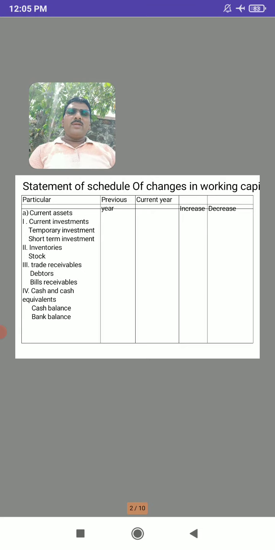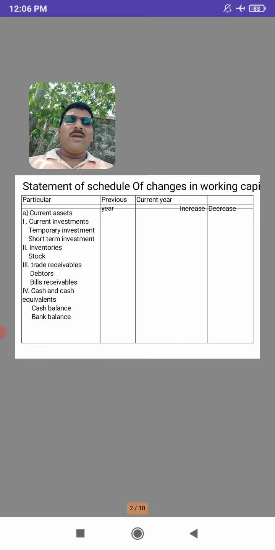So here we will see the first format, that is the first step, the schedule of changes in working capital. The statement is prepared with five important columns. First column, you have to write particulars. Second and third, you take the previous year's data and current year's data. The fourth is increase, and the last one is decrease.